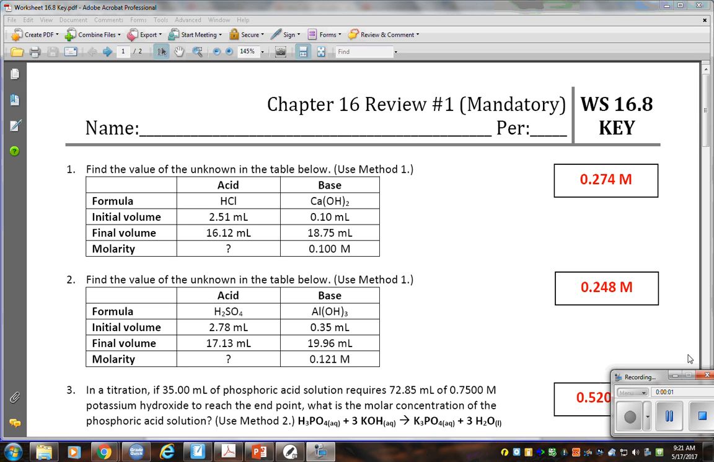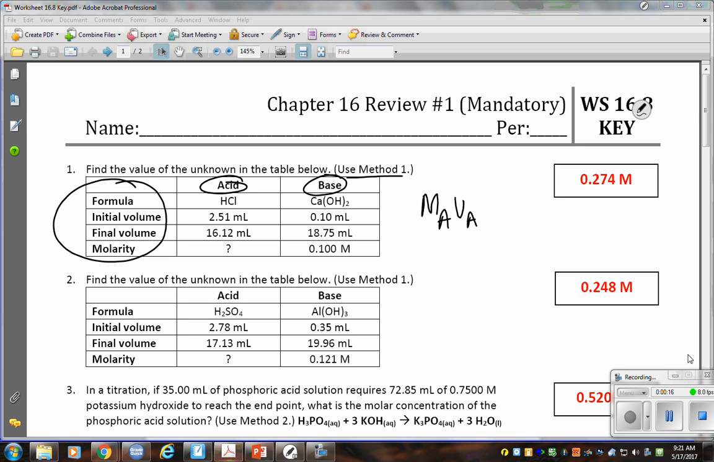Alright, so I'm going to go over these to review. The first thing is they're asking you about a titration, very similar to your lab. If you look here, it's basically a titration problem. You have an acid and a base. It says use method 1, which is going to be MAVA is equal to MBVB.